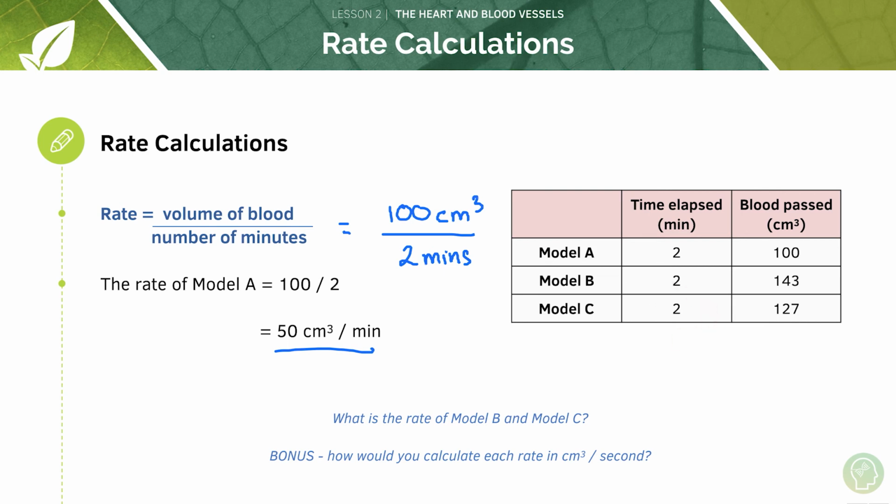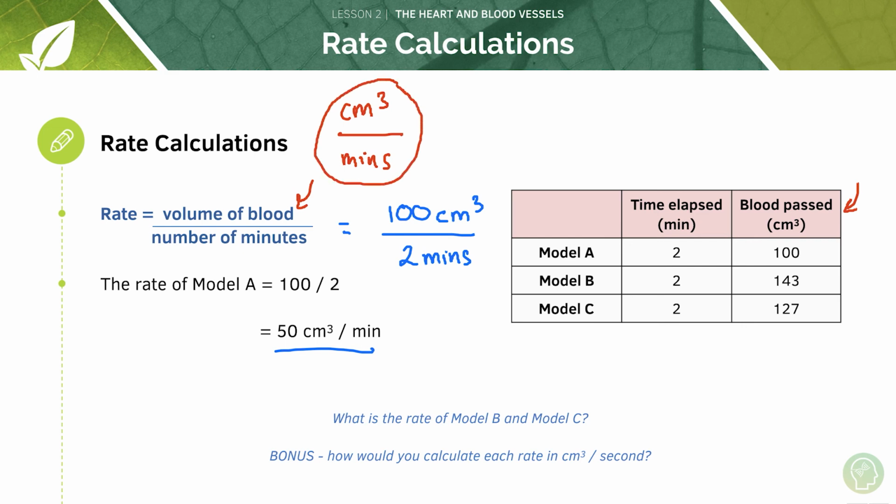And remember, as I said in the last tutorial, if you're ever confused about what units to use, simply plop your units from your table into your equation. So in the same way, it would be volume of blood, which is centimetres cubed, over number of minutes, which is measured in minutes. So that's how we know that our units are centimetres cubed per minute.